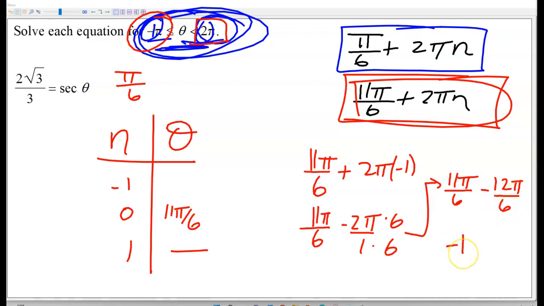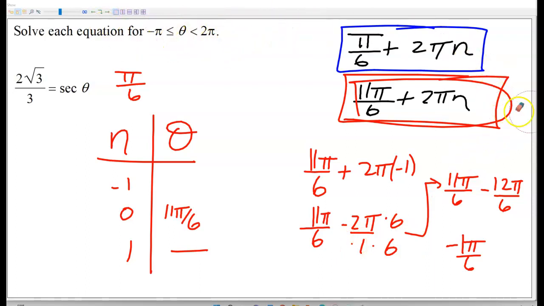That gives me negative 1 pi over 6. Once again, as you can see from up here, if we just look at the coefficients and ignore the pi's for a minute, we're going from a negative 1 to a positive 2. And the question is, is negative 1/6 in between those two numbers? And the answer is yes, it is. So negative 1 pi over 6 is a possible answer.